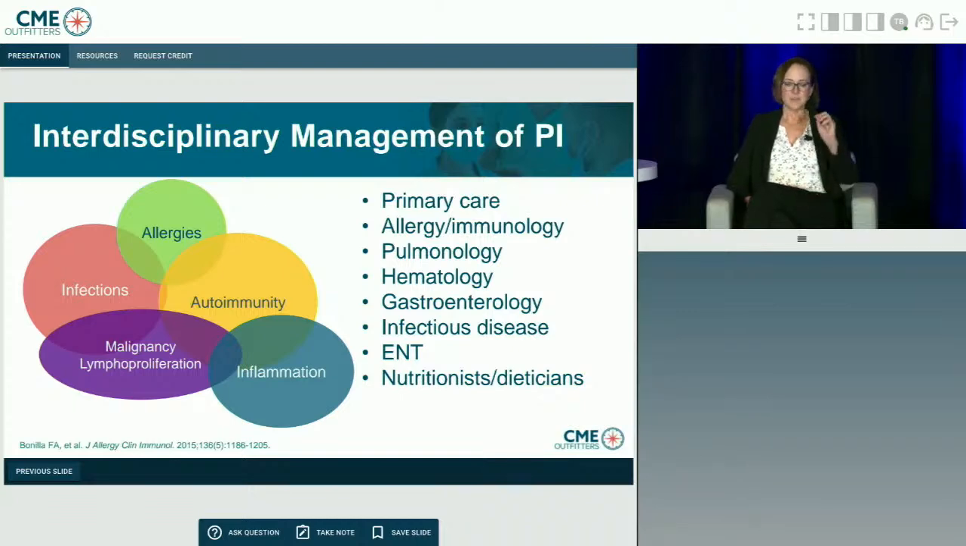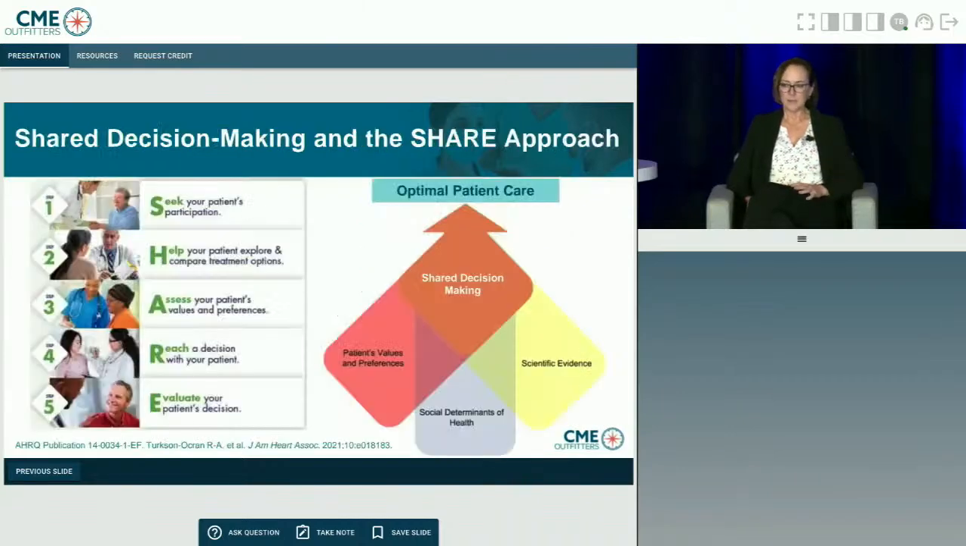The thing that's missing from this is the thing that's going to be in my next and my final slide for my part, which is the patient needs to be central in this. Your patient is driving the bus. Your families are driving the bus. And we need to implement a shared decision approach. Shared decision making seeks the patient's participation. It helps the patient explore the options. It doesn't dictate the options for the patient.